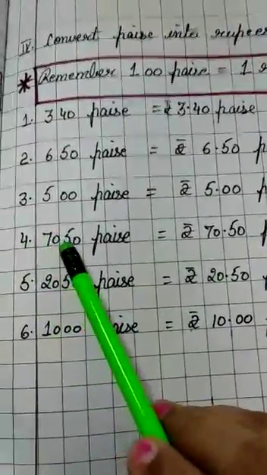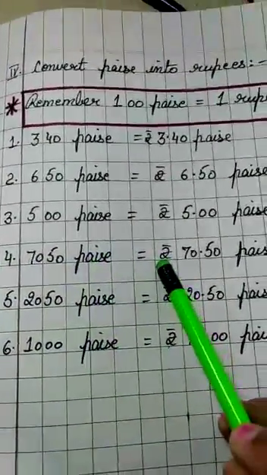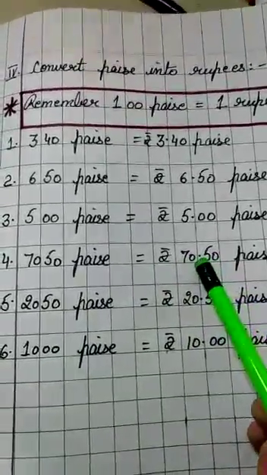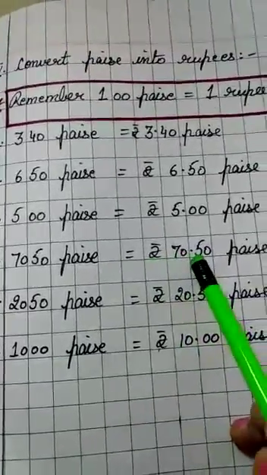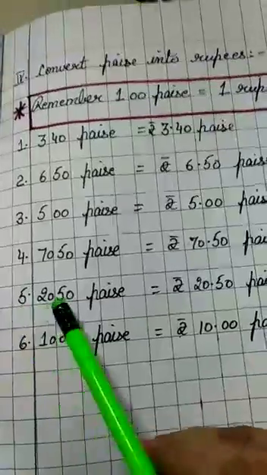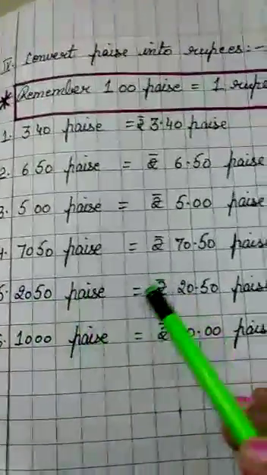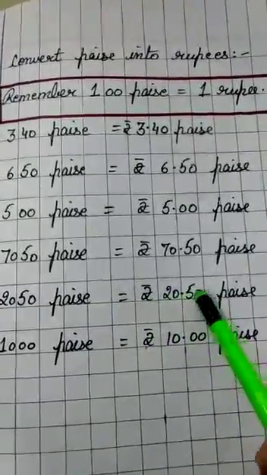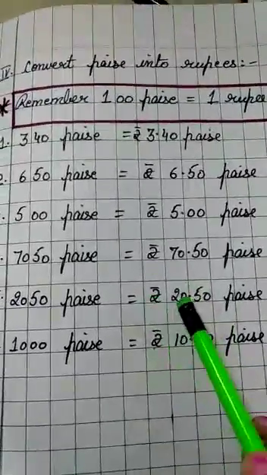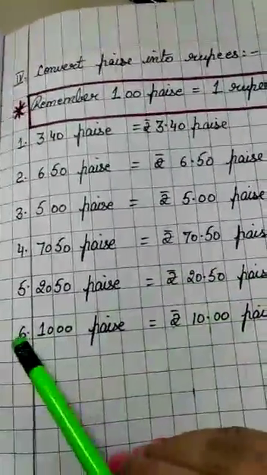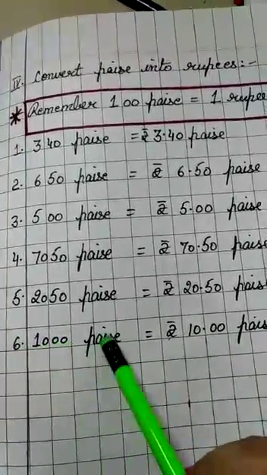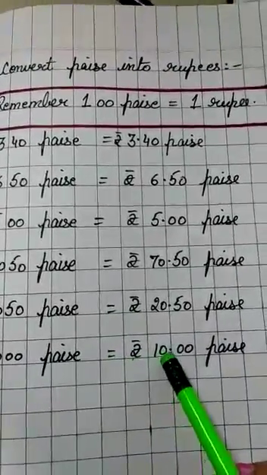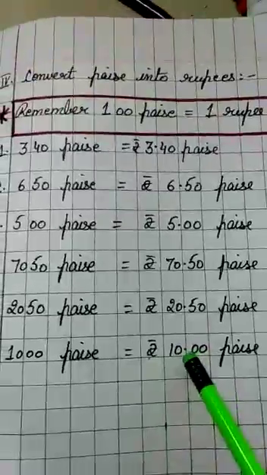Number 4 is 7050 paise. In the same way, write the symbol of rupee and 7050, and then after 2 digits place the decimal, so it becomes rupees 70.50 paise. Number 5, 2050 paise. How to convert it into rupees now? Write the symbol of rupees and write 2050, and after 2 digits put the decimal here. So it becomes rupees 20.50 paise. 6th is 1000 paise. Again write the symbol of rupee and write 1000 paise, and after 2 digits put the decimal.